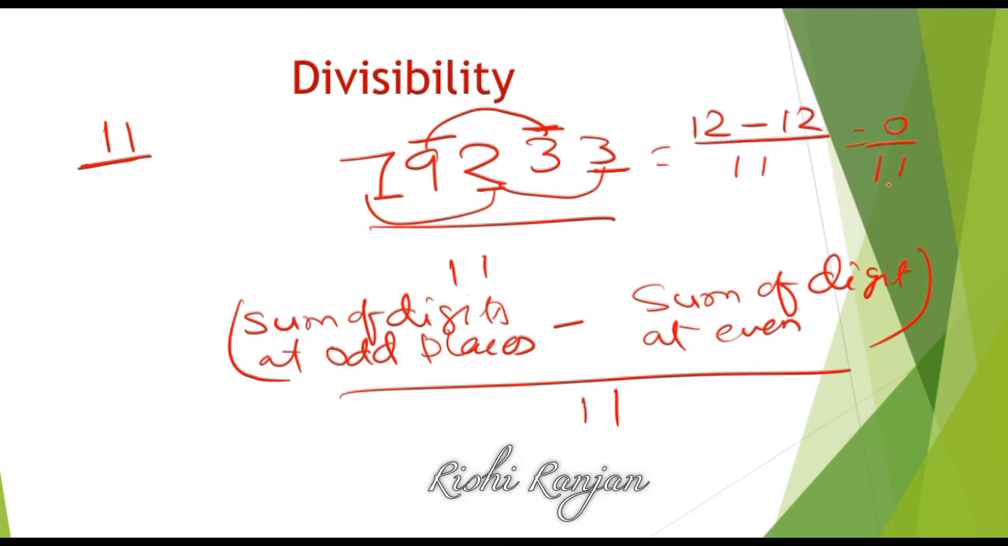0 is divisible by 11. Actually, 0 is divisible by every natural number. So here 0 is definitely divisible by 11. In that case, I can tell this number 79,233 is definitely divisible by 11. So the formula for 11 is the sum of digits at the odd places minus the sum of digits at the even places, divided by 11.